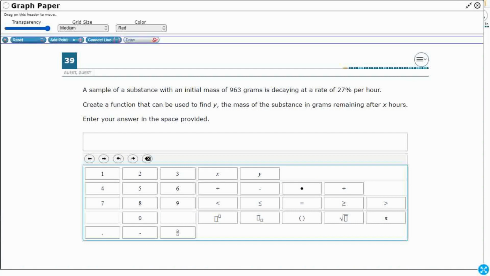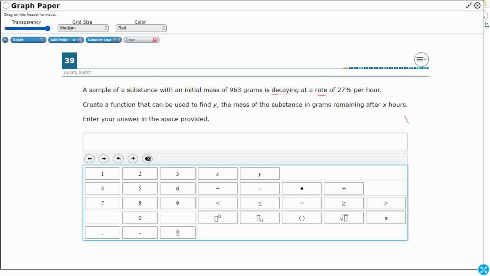We know that if we're dealing with a decay rate, that is something that we have learned about in our exponential functions. So what do we know about exponential functions? Well, the standard form is going to be this right here: y equals a times b to the x power. All right, so what is that a?